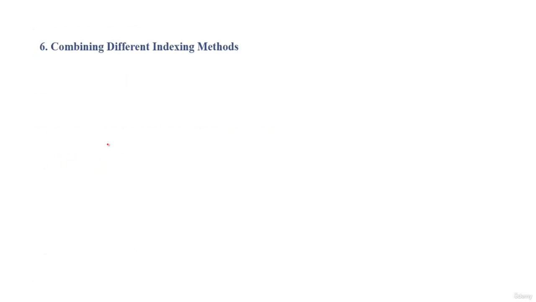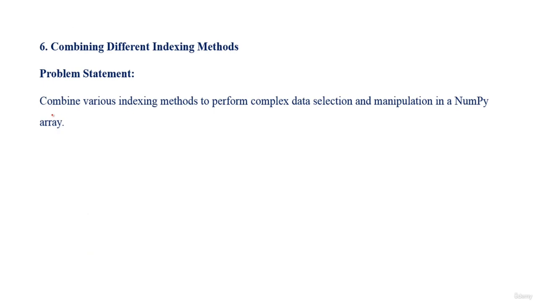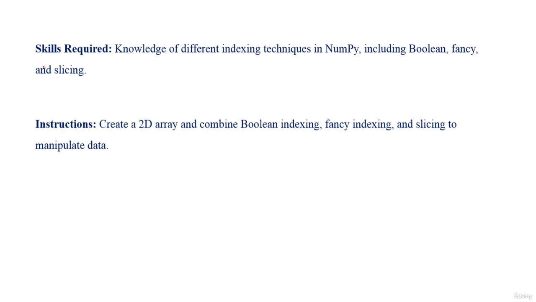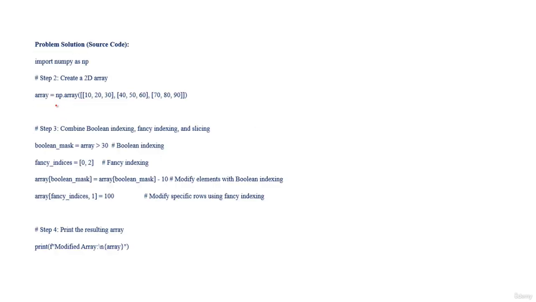Another, the last problem statement, is combining various indexing methods to perform complex data selection and manipulation in a NumPy array. Actually in this section we are learning about filtering. So these skills required and instructions you need to understand. Algorithm I will follow, and this is the solution. Importing NumPy, creating a two-dimensional array. In step 3 I am combining Boolean indexing, fancy indexing and slicing. You can see that we have already discussed them individually, and the result will be shown to the user.